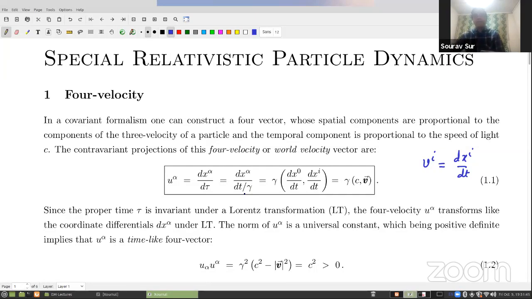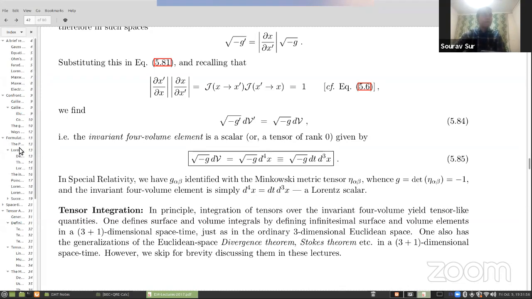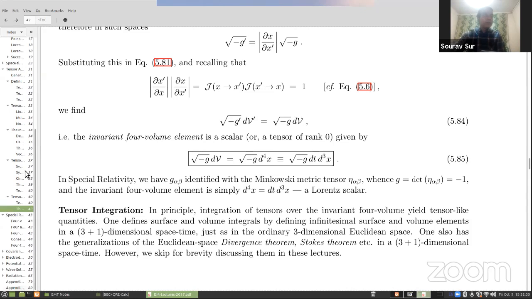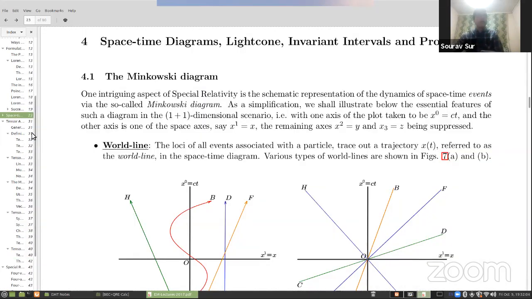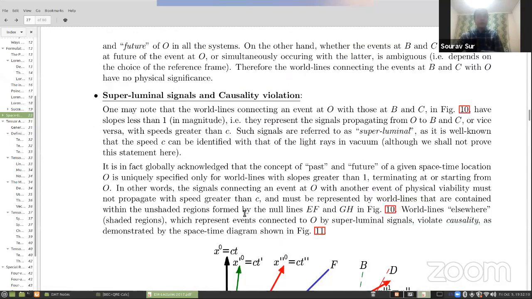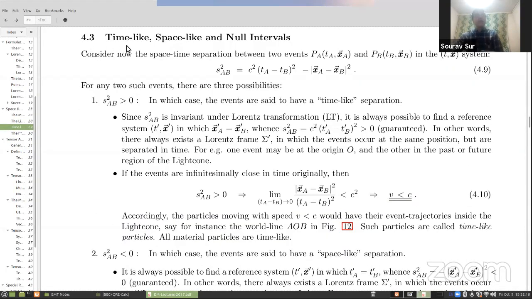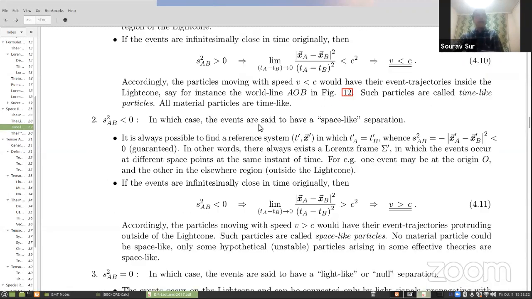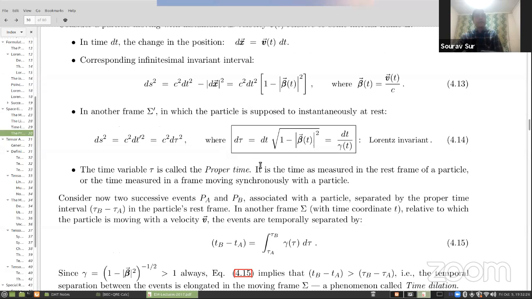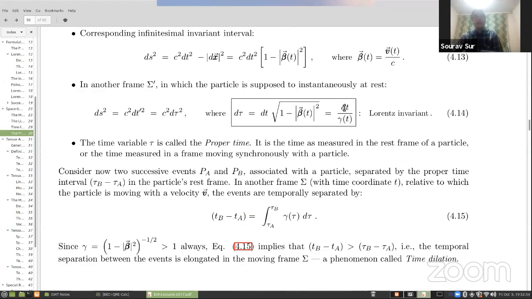The details can be found, if you have forgotten, or if you want the details, you can look at chapter 4, which I have skipped. So let me go to chapter 4. Here, at the end of chapter 4, you have these notes with you. There is section 4.3 where the different types of intervals are defined, and at the end, the proper time and time dilation is explained. So please go through that. The main relation is that the proper time differential is the coordinate time differential divided by gamma.